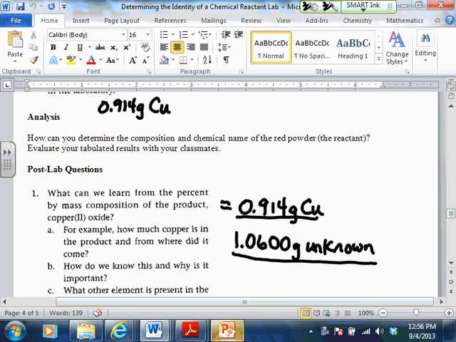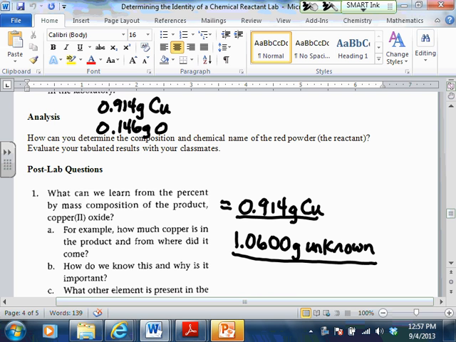So how many grams of oxygen do we have? I can't do that in my head. I actually probably could do it in my head, but I'm lazy. I don't want to. Come on. This really is not a good calculator. Minus 0.914. It's going to be 0.146.